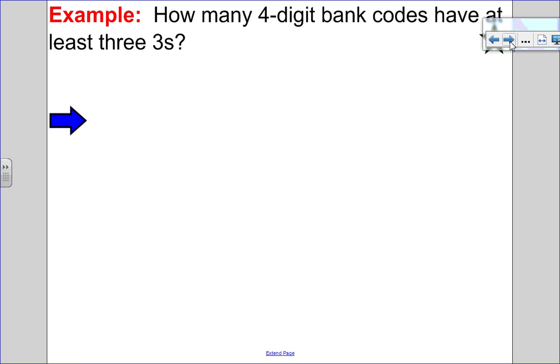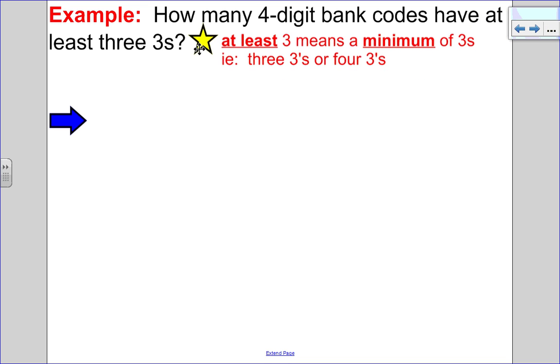Okay, in this question here, I want to know how many 4-digit bank codes have at least 3 threes. Okay, so the keyword there is at least. Now, at least means a minimum of 3 threes. So since I have a 4-digit bank code, I either am going to have 3 threes or 4 threes. Because there are 2 separate choices, these are like cases, 2 separate cases. So I have to look at each case. The first case being I have 3 threes. The second case being I have all 4 threes.